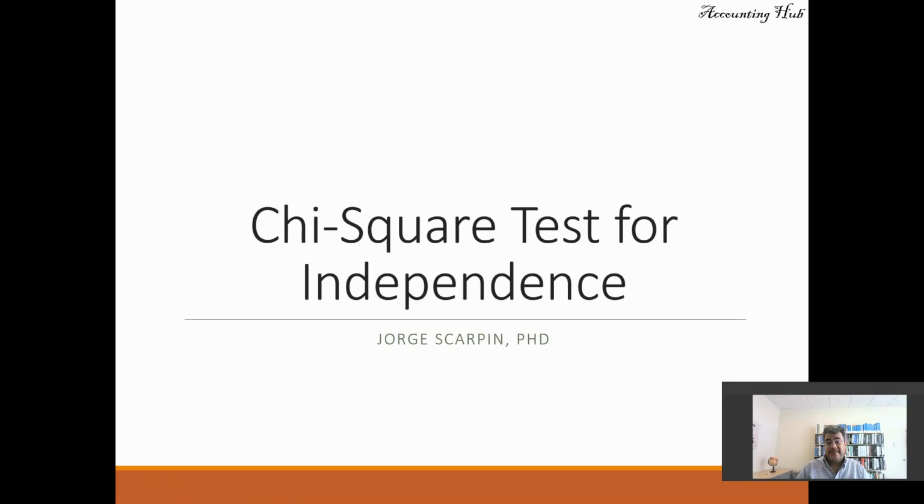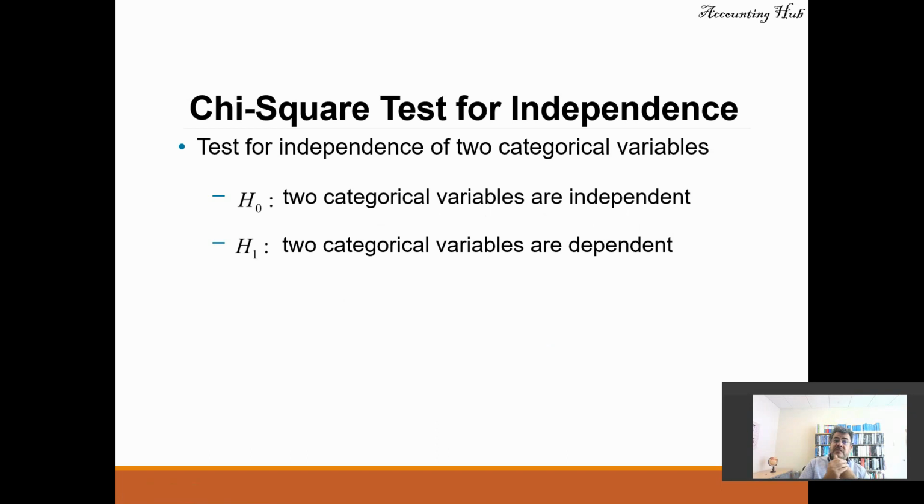I'm Professor George Scarpin, and let's talk about the chi-square test for independence, another business analytics class. So, what is the chi-square test for independence? When we test the independence of two categorical variables, for instance, preference for a certain range between men and women, the two categorical variables are either independent or dependent. So there is no difference between choices on a certain amount of rent between men and women, or there is.